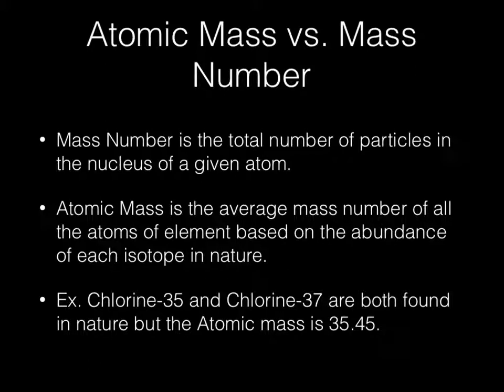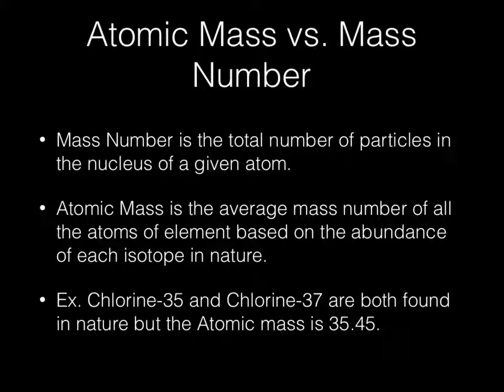The mass number is the total number of particles in the nucleus of a given atom. Now, that's just one atom. If you're talking about one atom, it has a mass number. For example, carbon-12 has a mass of 12 Daltons. It has an atomic number of 6. That means it's got 6 protons, and if its mass is 12 and it has 6 protons, that means you've got to have 6 neutrons.